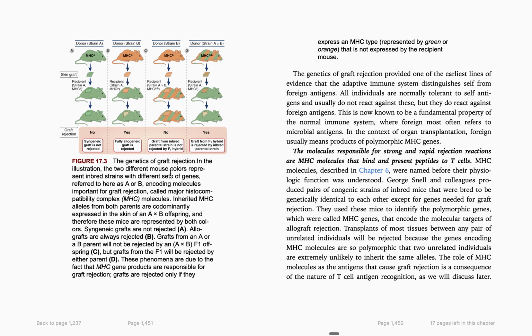So the genetics of graft rejection: in the illustration, the two different mouse colors represent inbred strains with different sets of genes, referred to here as A and B, encoding molecules important in graft rejection called the major histocompatibility complex molecules. Inherited major histocompatibility complex alleles from both parents are codominantly expressed in the skin of an A times B offspring, and therefore these mice are represented by both colors.